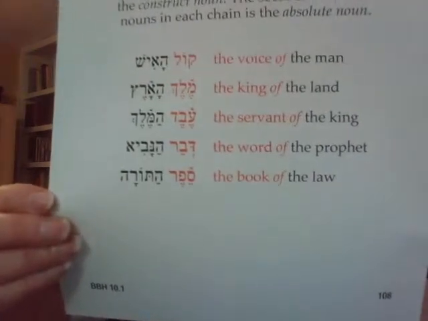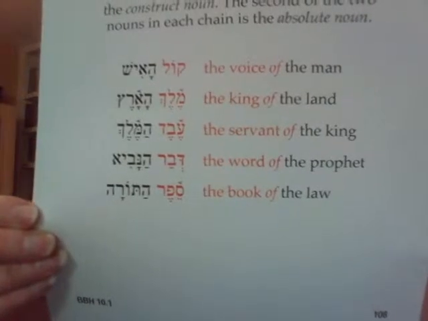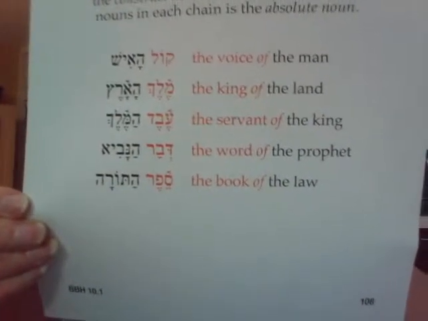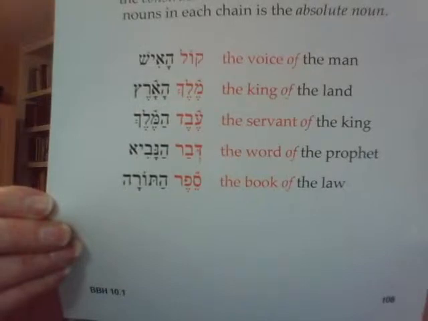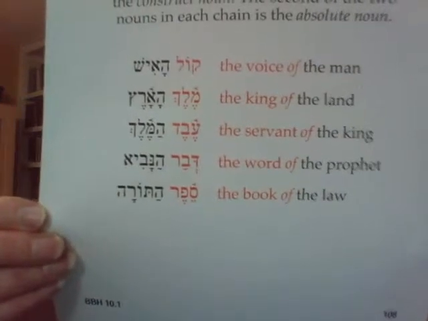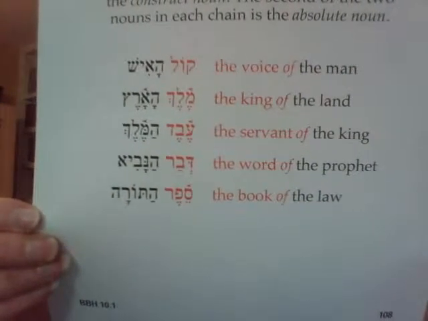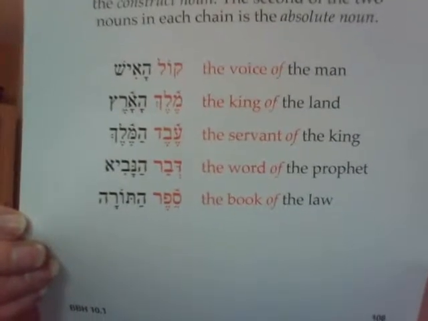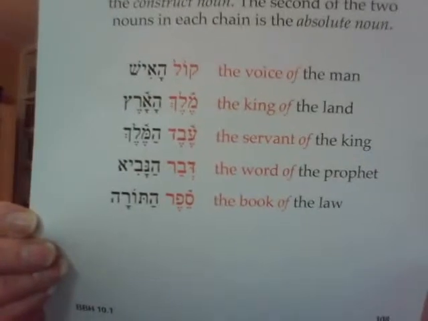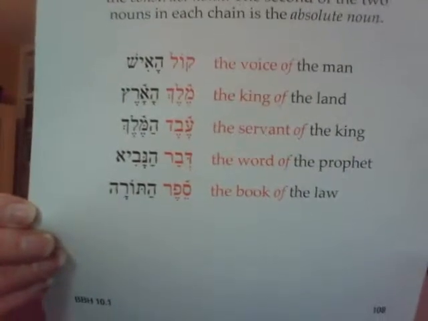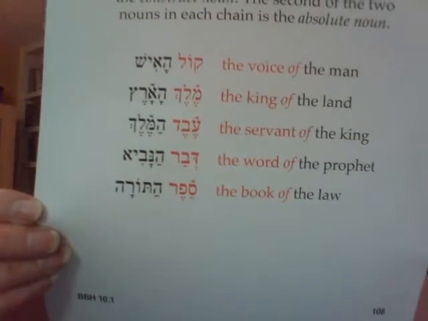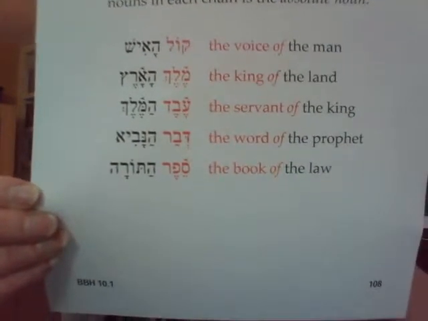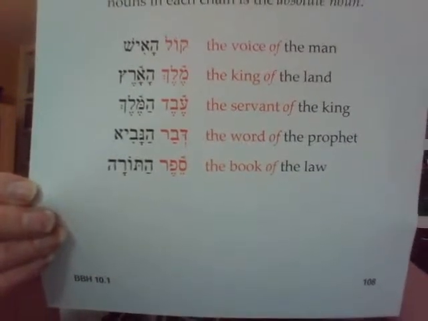This next one here, I don't think this one is in your book. Davar ha-navi, the word of the prophet, because prophet, ha-navi, is prefixed by the definite article hey, so definiteness is going to have to be consistent throughout. So it's the word of the prophet. Sefer HaTorah, the book of the law. And again, the same principle that you see there. So absolute noun plus construct noun equals an "of" in the middle.